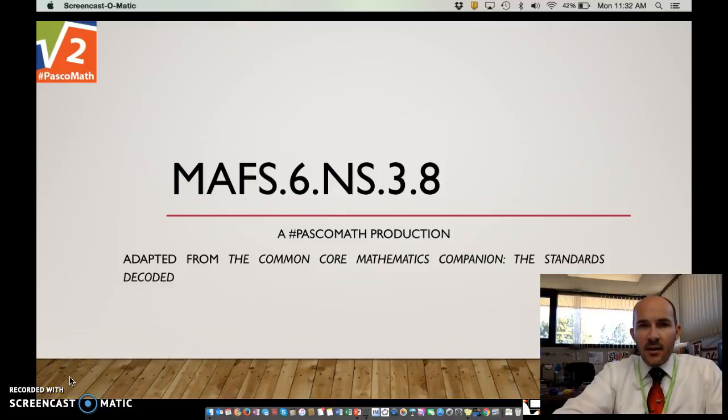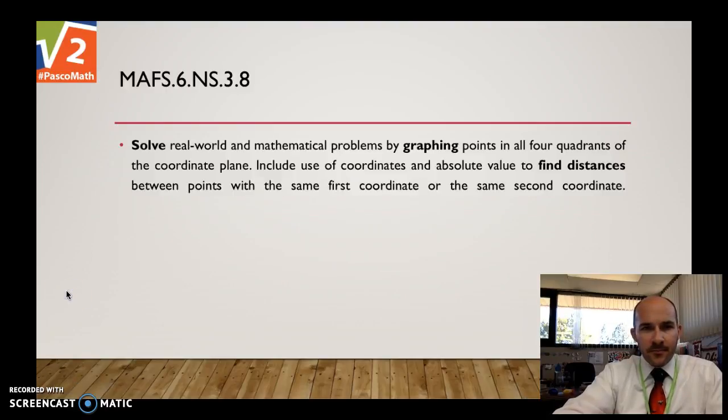Today we're going to look at MAFS.6.NS.3.8. We're going to look at unpacking the standard, talk about some things you could do in the classroom as well as some things students should be doing, and then anticipating some misconceptions and how to address those in the classroom. So let's go ahead and get started.